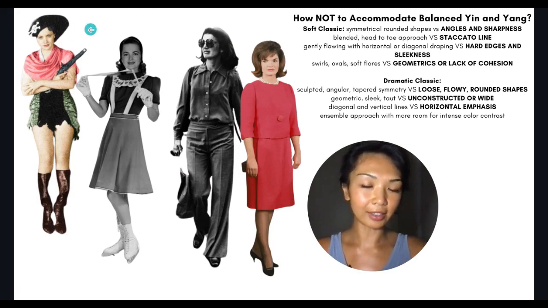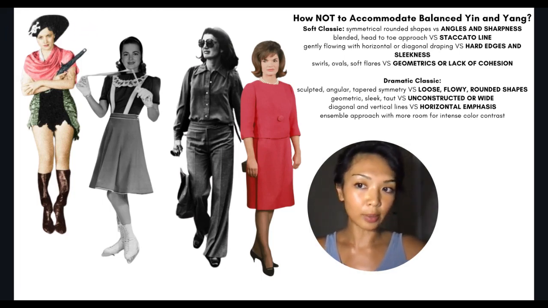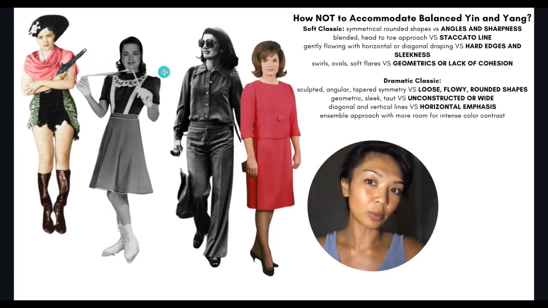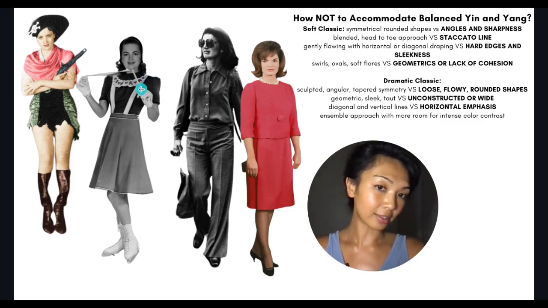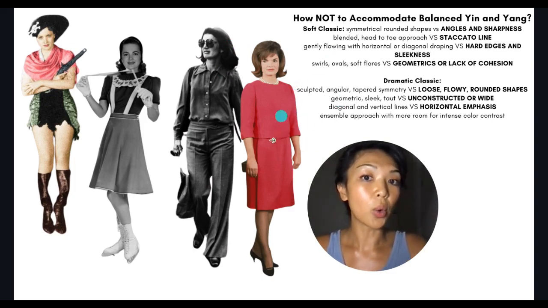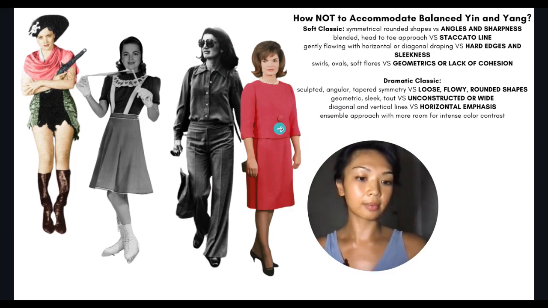So how do you not accommodate these types? Put the soft classic in a really staccato outfit, lots of broken lines, no symmetry, jagged edges, or put them in something super tapered, tailored, angular, linear, high contrast. Oppositely, put the dramatic classic in something very loose, boxy, unconstructed, no crispness, no tautness, or put them in something very rounded, slightly poofy, a lot of horizontal emphasis.